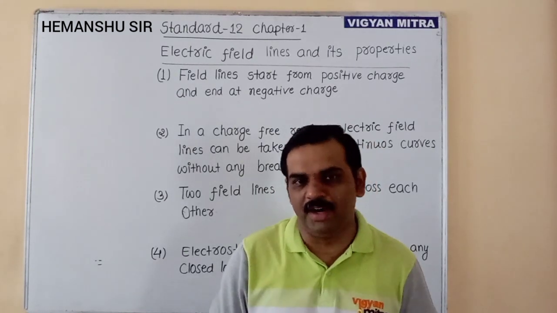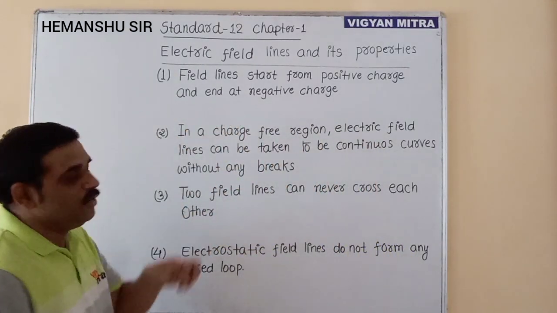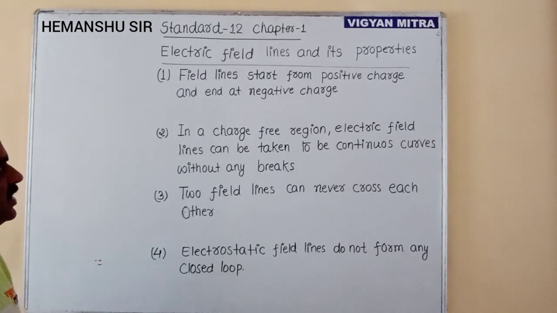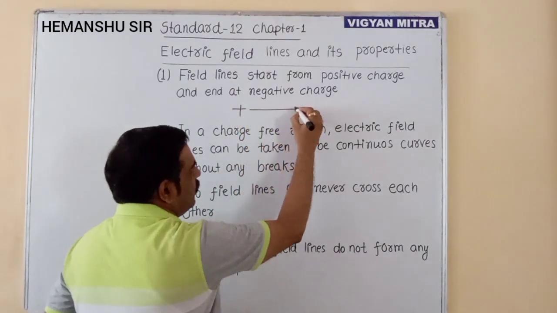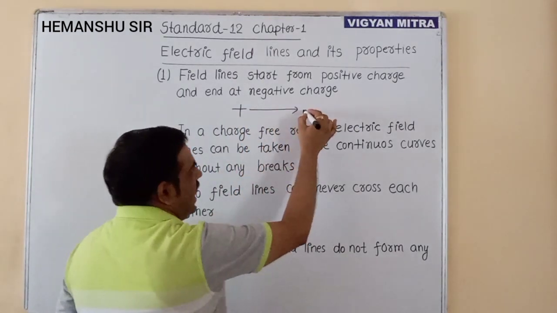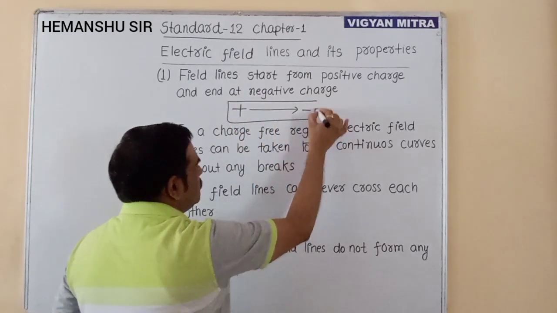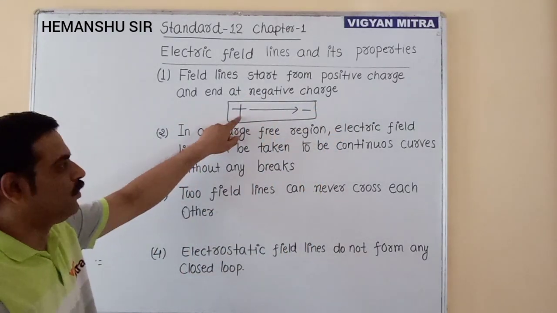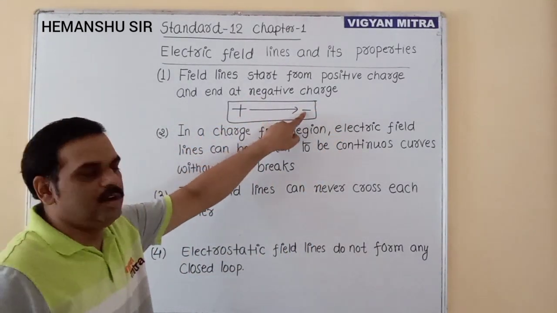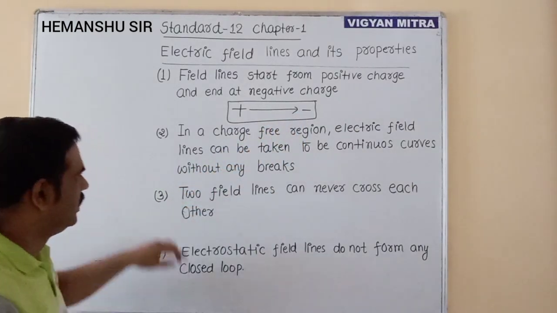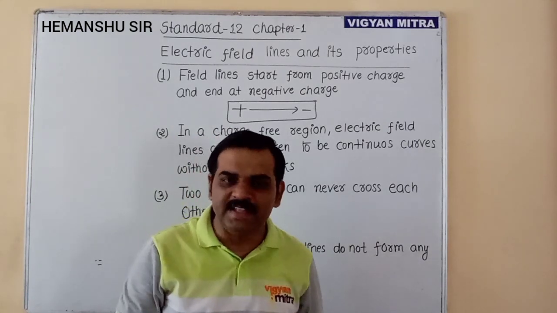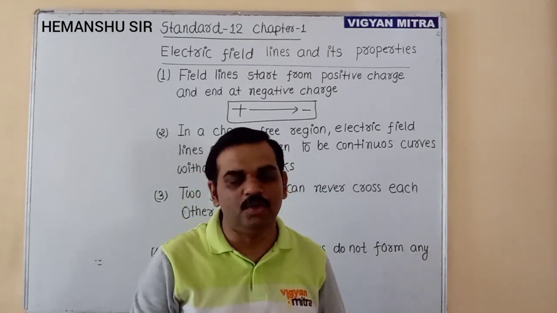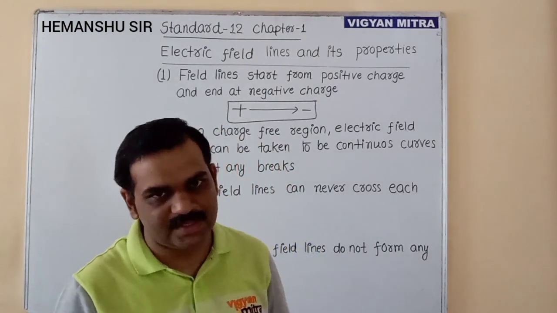Properties of electric field lines. First, field lines start from positive charge and end at negative charge. Outward from positive charge, inward for negative charge. Second, in a charge-free region, electric field lines can be taken to be continuous curves without any breaks.